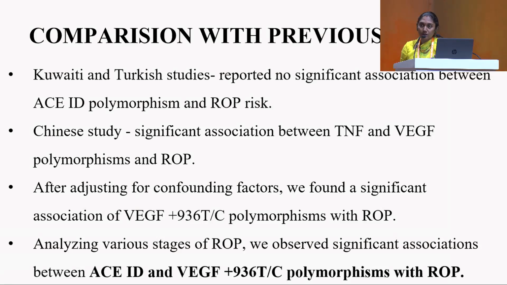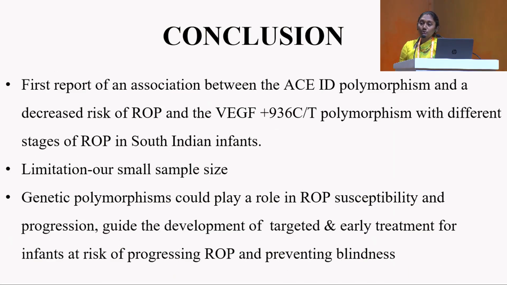Comparing with previous studies, in Saudi Arabia, Turkish and Kuwaiti populations, previous studies were done. The Kuwaiti and Turkish studies showed an ACE polymorphism and ROP regression. In a Chinese study, there was a significant association between TNF and VEGF polymorphisms. This was a South Indian study, the first Indian study of this kind. Here we reported an association between ACE polymorphism and regressing ROP, and VEGF polymorphism with progressing ROP.